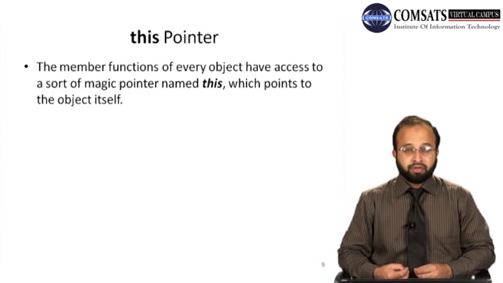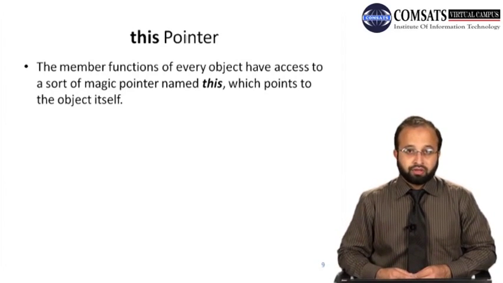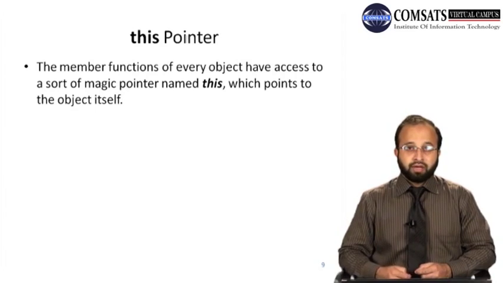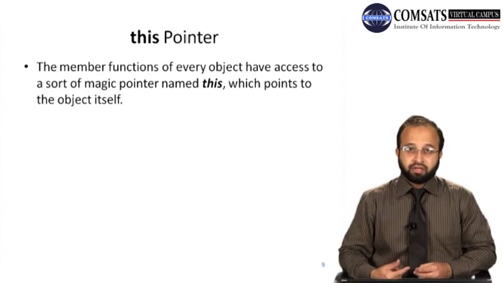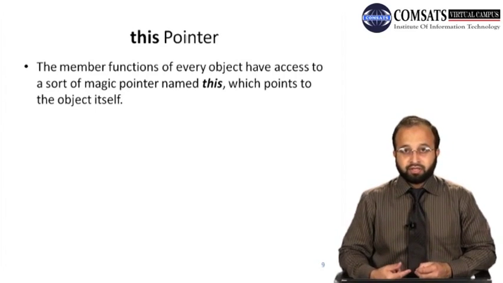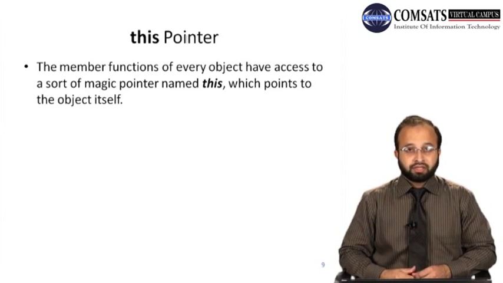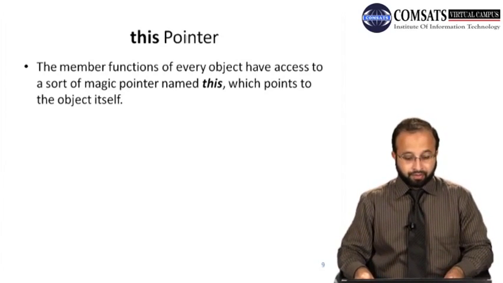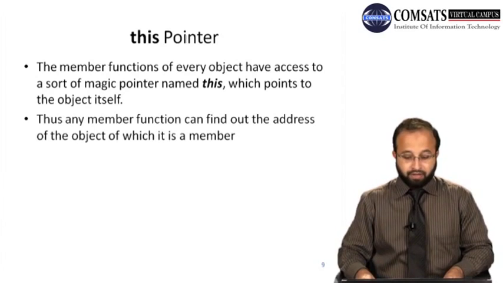So for the distance class, you have created three objects D1, D2, D3. For them, three different pointers will be created and the name of that pointer is the this pointer, right. So when you invoke any member function of the distance class with any of the distance objects, then the this pointer is passed to that function by the compiler implicitly. And the compiler will be using it implicitly to access the members, the data members of that object. Thus any member function can find out the address of the object of which it is a member.